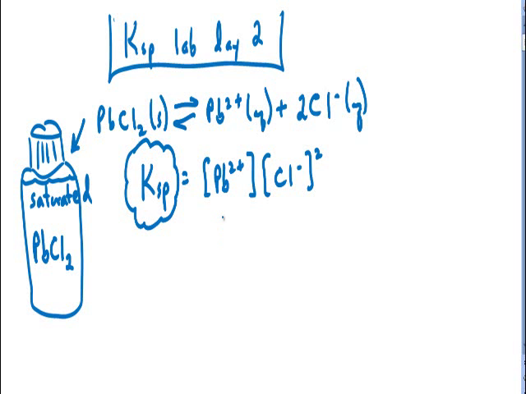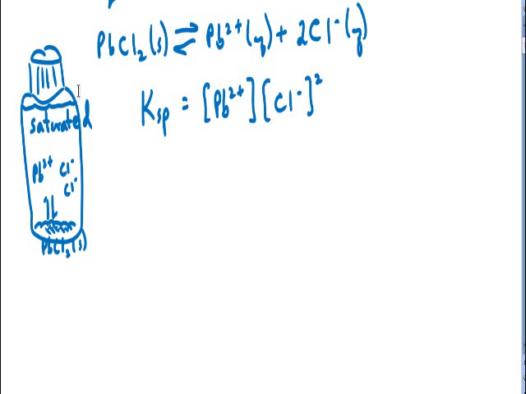To do that, we have to experimentally determine the concentration of the lead ions and the chloride ions when the system is at equilibrium. We can then insert the lead ion concentration and the chloride concentration at equilibrium into the KSP expression and calculate a value for the KSP.